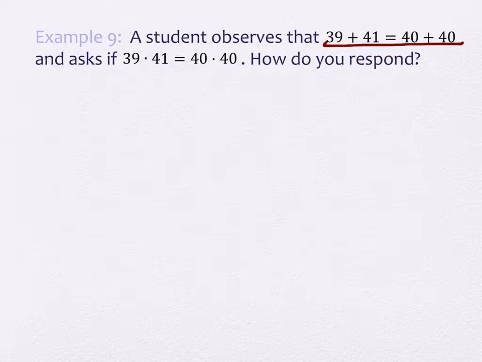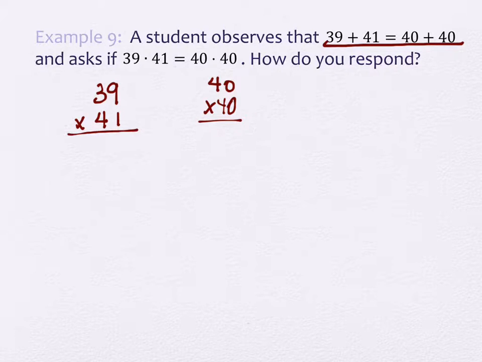So let's do what the student's actually asking us to do, which is finding out whether or not 39 times 41 is equal to 40 times 40. And I like 40 times 40 much better. So if this worked, we could definitely do this all the time, right? We would want to, because 40 times 40 is lots easier. All right, so let's do the 39 times the 41.